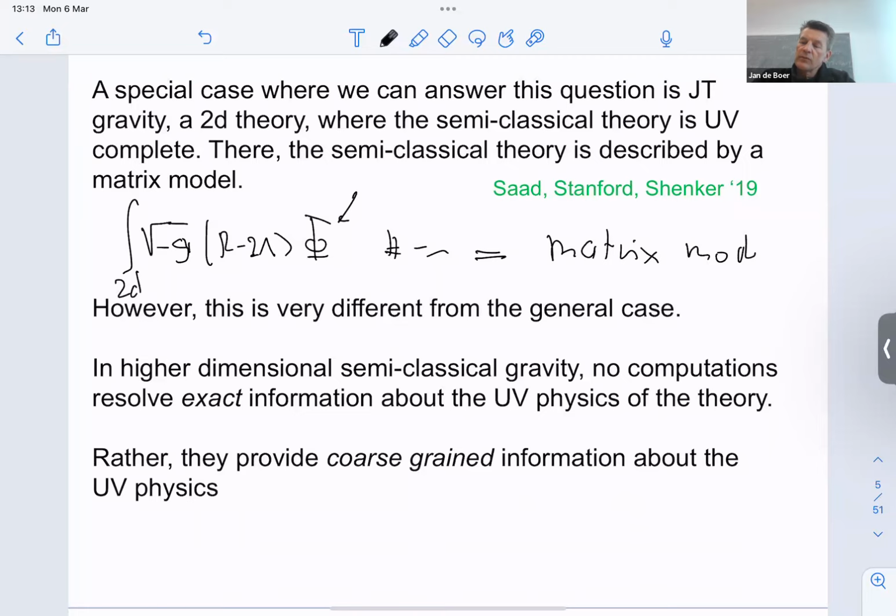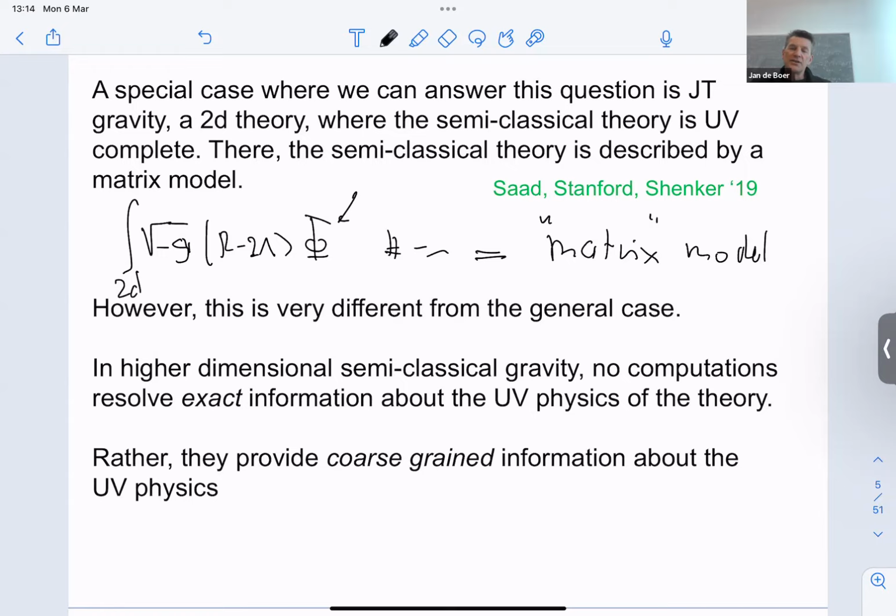Where this matrix is roughly the Hamiltonian of the quantum mechanical system. But because it's a matrix model, you average over different matrices. In other words, you average over different Hamiltonians. So this is very much an average theory. This is a very atypical example, however, because this is a topological theory.